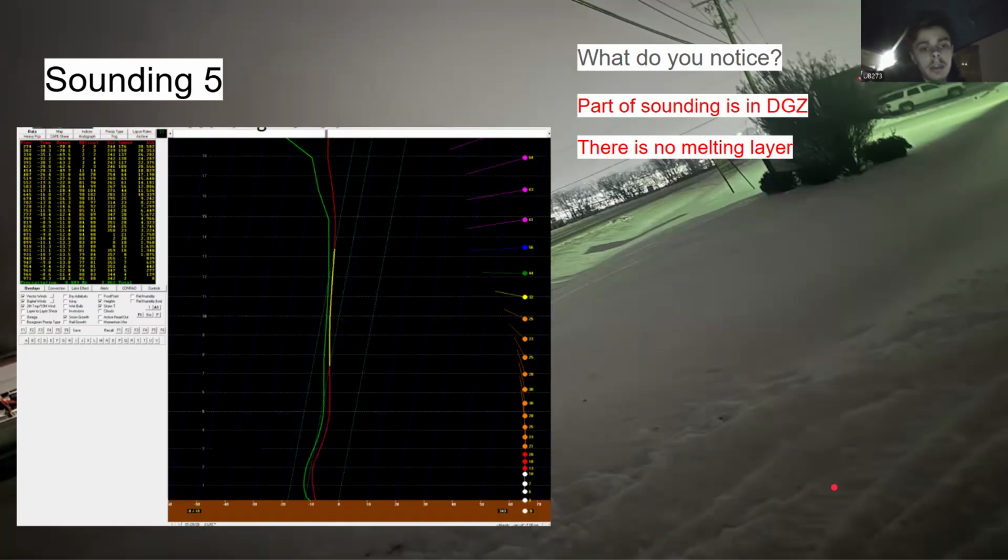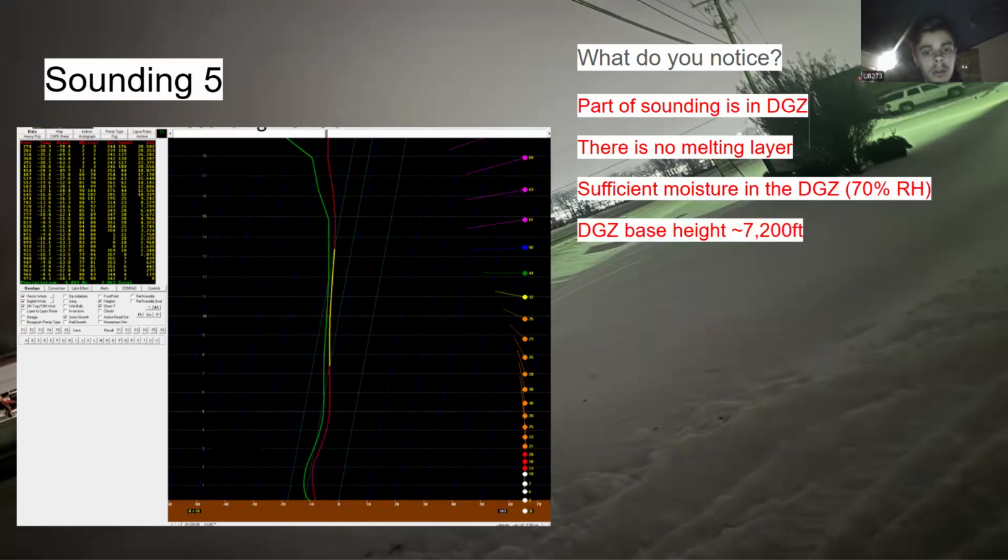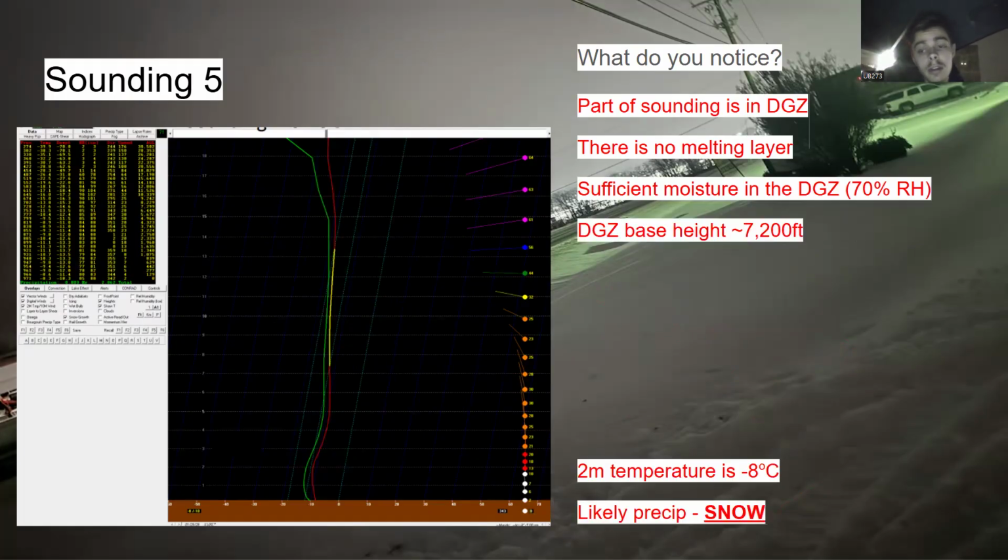Okay. This time there's no melting layer, it's all below, and that's easy to know. That's just snow.